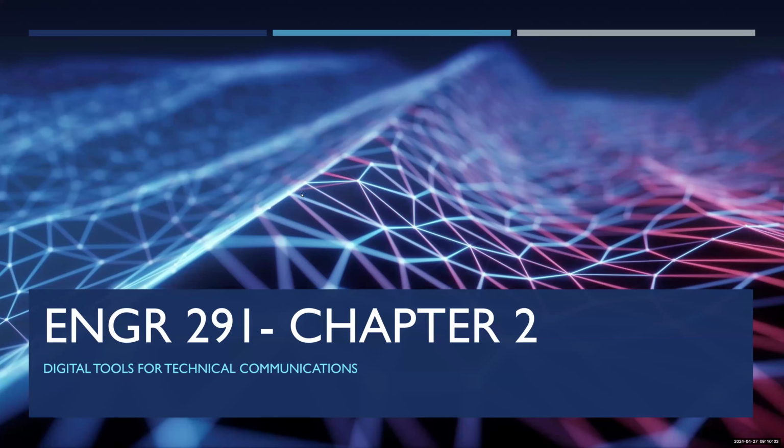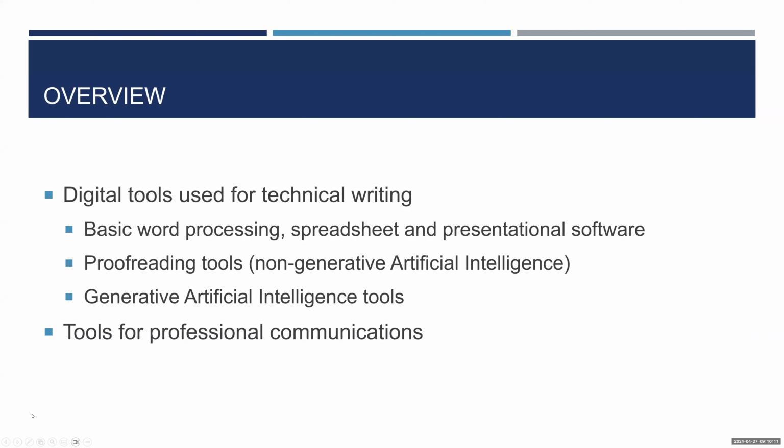Chapter 2 is about digital tools for technical communication, so both writing and presenting. We're going to talk about technical writing tools that includes all of our basic functions that you're probably very familiar with, as well as address generative and non-generative AI tools and how they are being currently used both in industry and in academia for writing. And then we're also going to talk about tools for professional communications that you may encounter in the workplace.